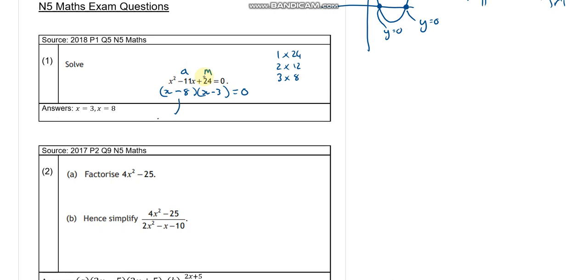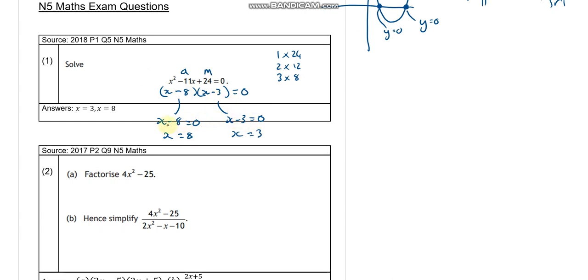And then what you're saying is, well, x take away 8 has to equal 0, or x take away 3 has to equal 0, in order that the final solution is 0. Because if either of these brackets is 0, you get 0. And then we just rearrange and solve. So x is going to have to be 8, because 8 take away 8 is 0. Or x is going to have to be 3, because 3 take away 3 is 0.